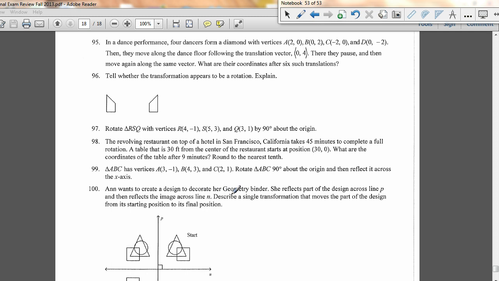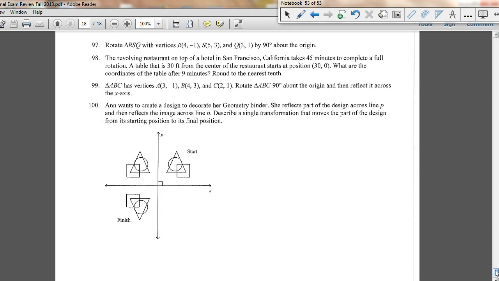Anne wants to create a design to decorate her geometry binder. She reflects part of the design across the line P and then reflects the image across the line N. Describe a single transformation that moves the part of the design. So let's first scroll down just a bit. She reflects the part of the design across line P. So this is where she starts. She reflects it there and then reflects it across the x-axis, which they're calling line N. So what happens to go from here to here, basically? And it looks like it's just going to be a rotation. Okay, so if you flip and then flip again, it's the same as a rotation.